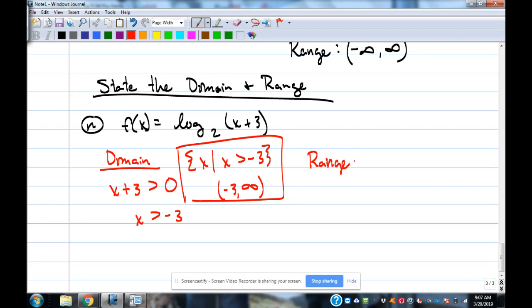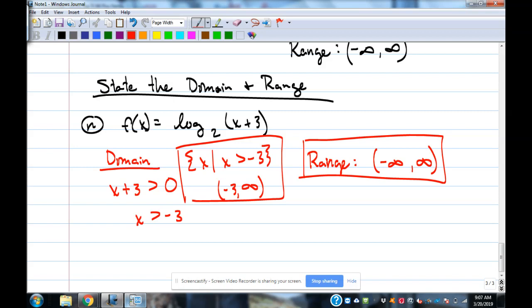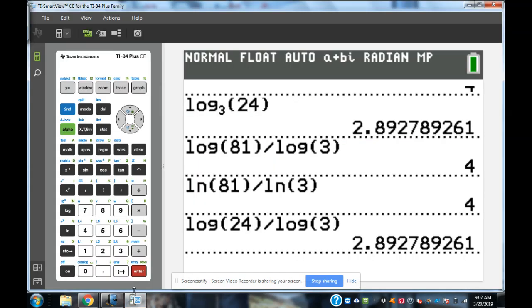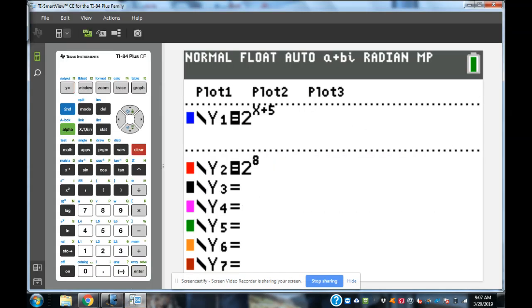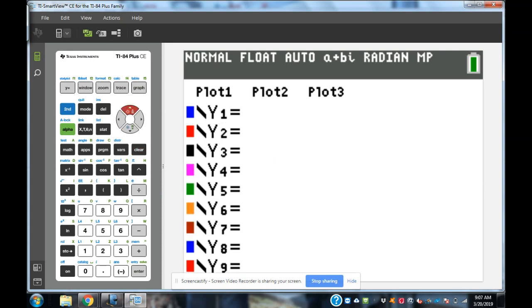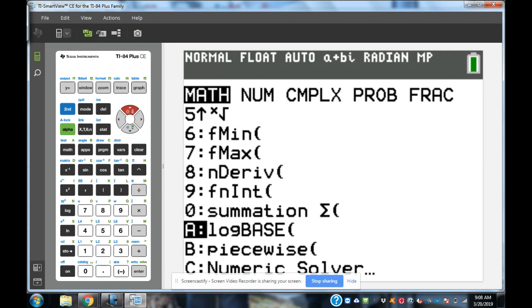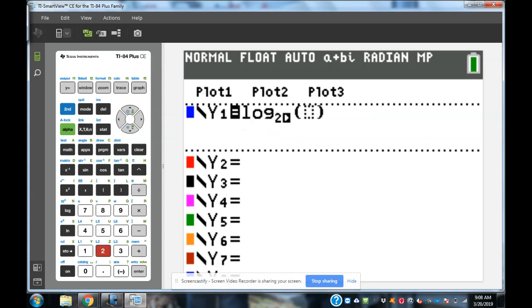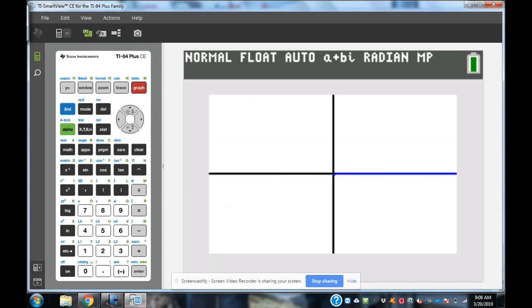Our range, negative infinity to positive infinity. You really got to think about that. We could look at the graph of that if we wanted to. Hit y equals, clear out some of this exponential stuff I was doing the other day. I'm going to hit math, get the log base 2 of x plus 3. Graph. I'm zoomed way out. There we go.